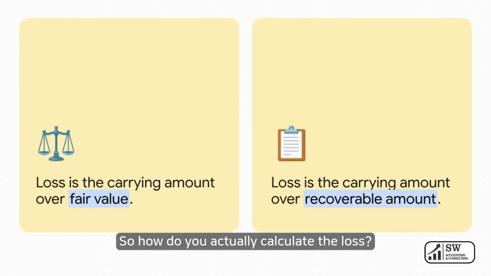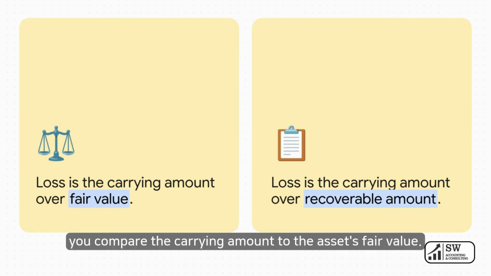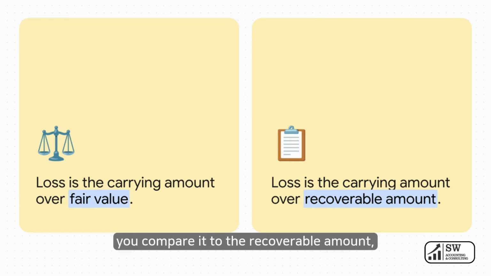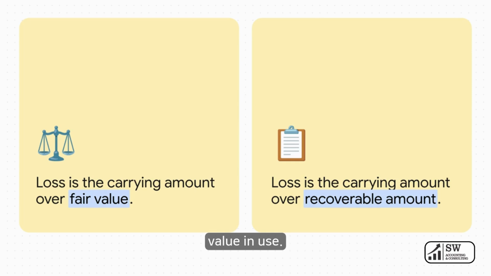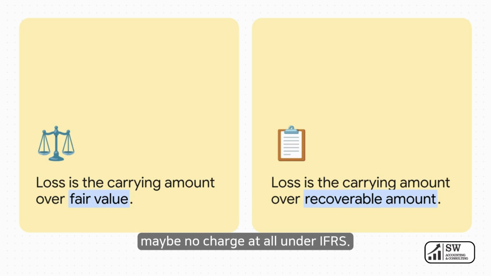So how do you actually calculate the loss? Well, again, they're different. Under U.S. GAAP, you compare the carrying amount to the asset's fair value. Under IFRS, you compare it to the recoverable amount, which is the higher of its fair value or its value in use. Since value in use can often be higher than fair value, you could end up with a smaller impairment charge or maybe no charge at all under IFRS.